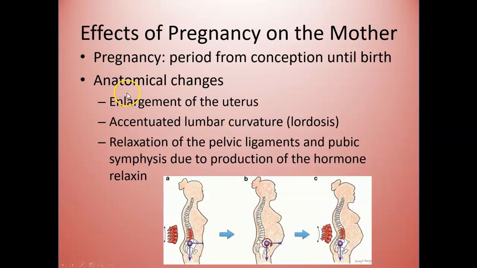There's a lot. So obviously, enlargement of the uterus is a big one. We'll look at an image on that one. Another one that happens is lumbar curvature. So we talked about lordosis at the beginning of the year. So if you look in the image here, the lower part of the spine, as pregnancy occurs, that center of mass is moved out further and further in front of the pelvis. And so the lumbar portion of the spine assumes a greater curvature. In addition, the hormone relaxin starts being produced, and so the pelvic ligaments and pelvic symphysis start to become a little bit looser there.